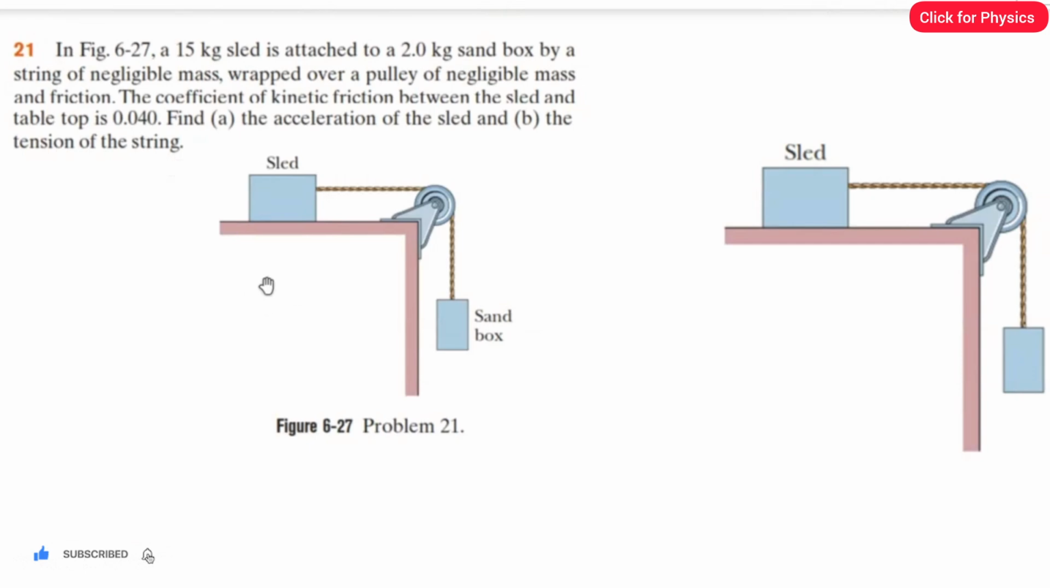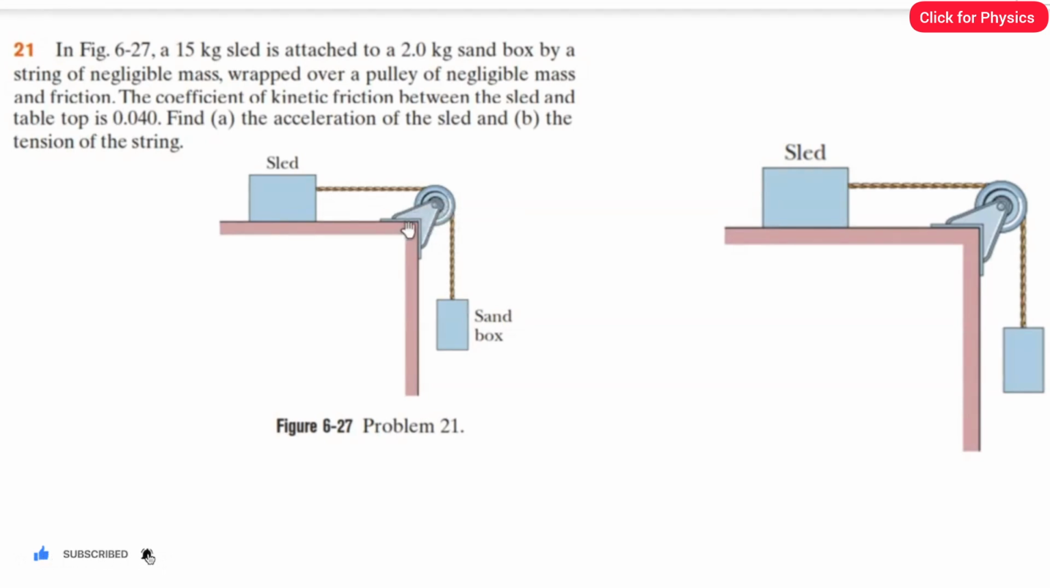So in this question, you have to see the figure. There are two objects, and these two objects are connected by a string, and this string is passed over a pulley. For this question, we need not consider the mass of the string and the mass of the pulley. So both are considered as negligible mass. That means when you compare with the mass of the sled and the sandbox, the mass of the string and the pulley are very, very small. So we need not consider that for our calculation.